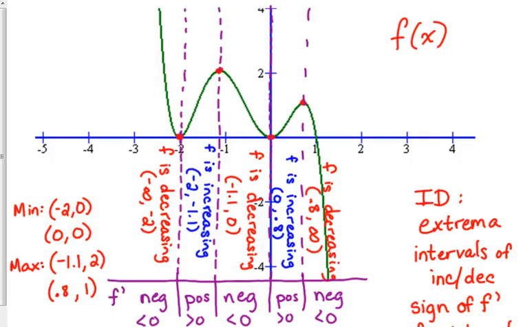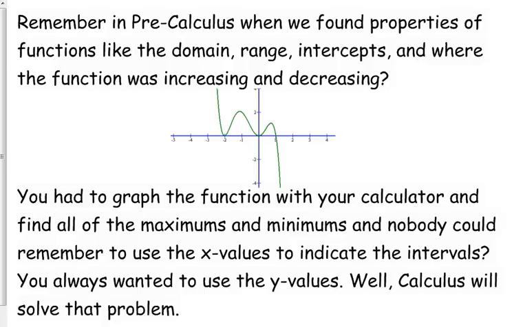Now, based on what we know about particle motion, we know that when our original function is decreasing, or when our position is decreasing, then our derivative is going to be negative or less than 0. When it's increasing, the derivative is going to be positive or greater than 0. This is what we're going to focus on for the next few days, the connection between the function and its derivative and what this will tell us about the behavior of the function.